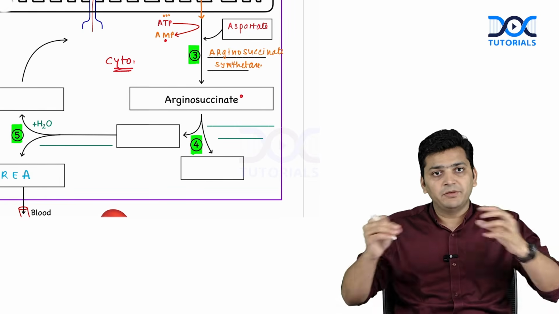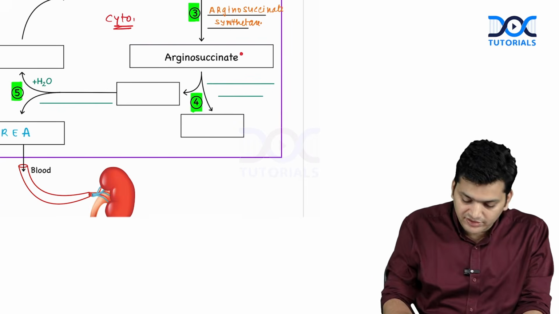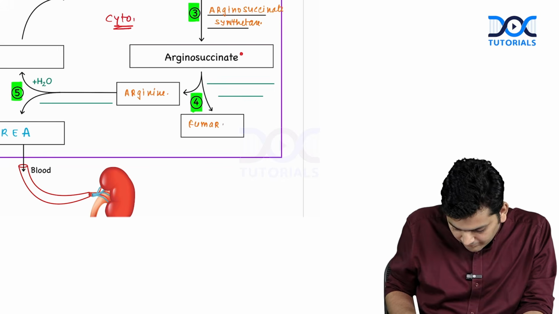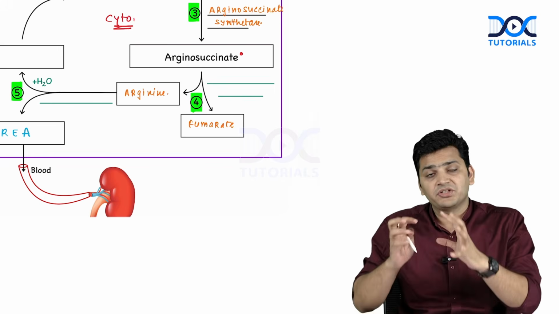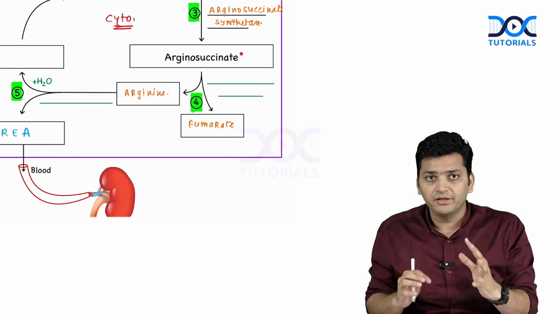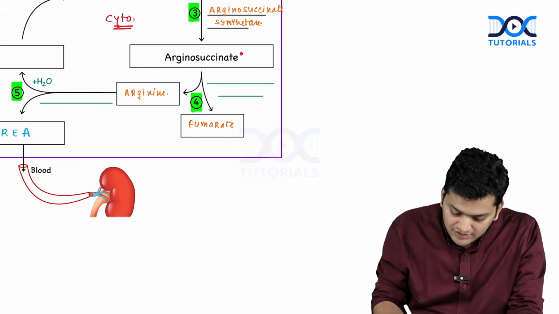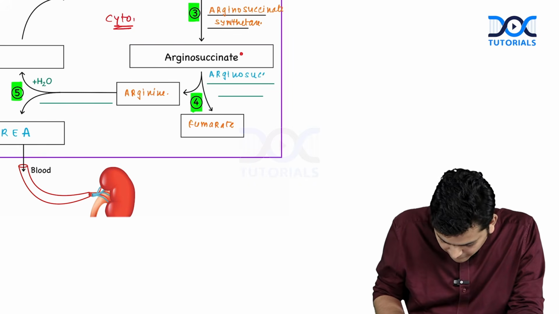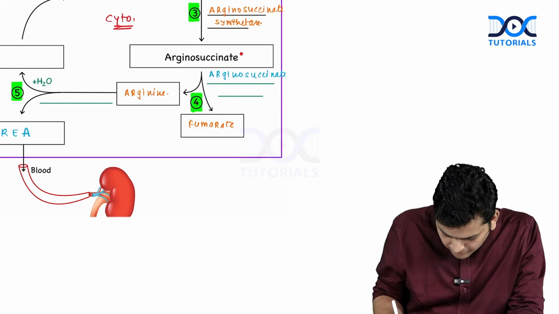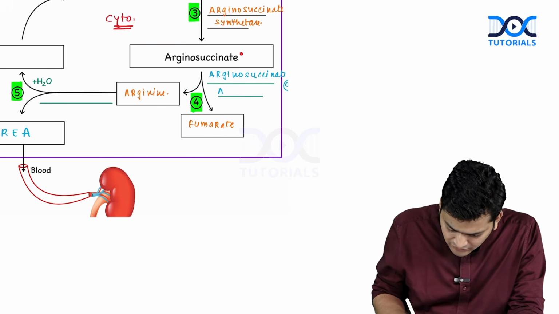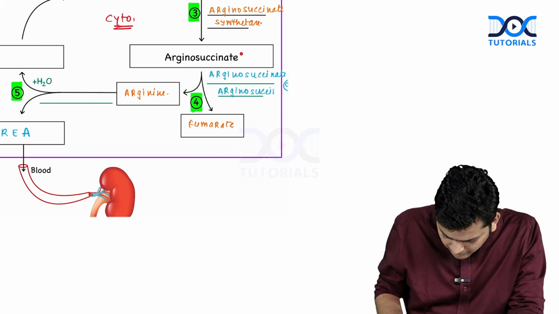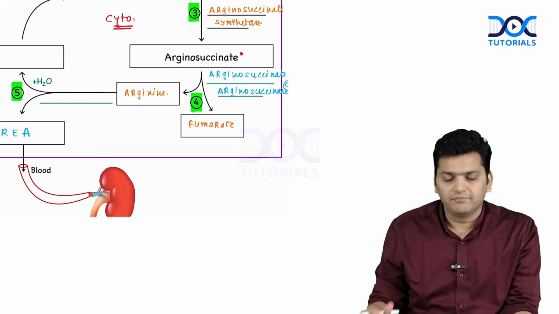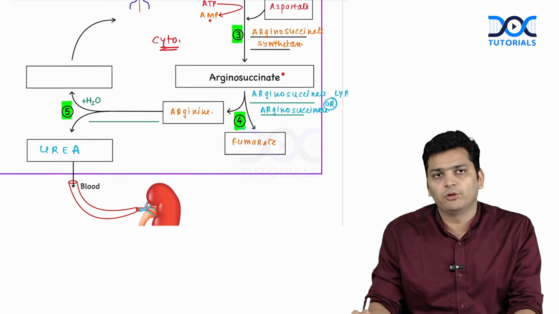This arginosuccinate is a very big molecule. This arginosuccinate will split into 2 small molecules, arginine and fumarate. When the arginosuccinate is split into 2 small molecules, arginine and fumarate, it's a lysis reaction. So the name of the enzyme is arginosuccinate lyase, or we can simply write it as arginosuccinase.